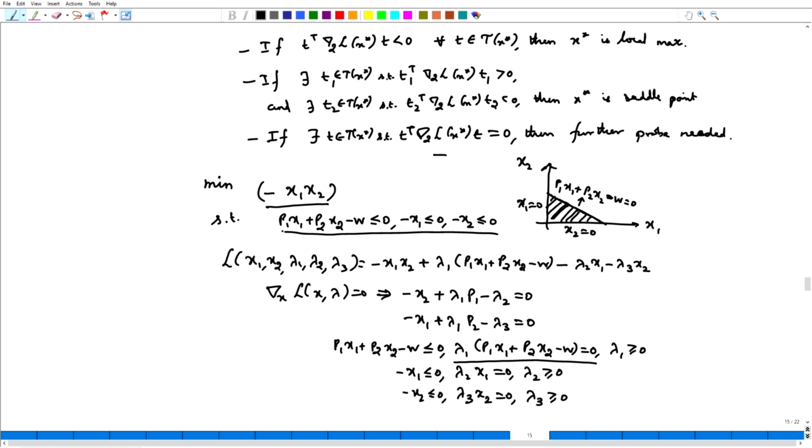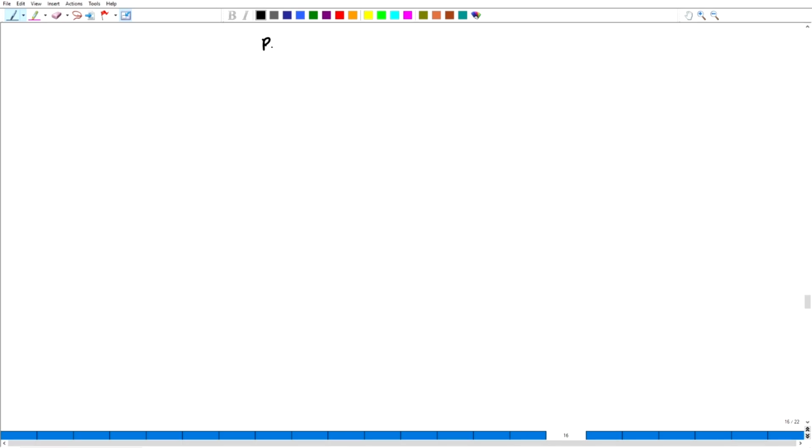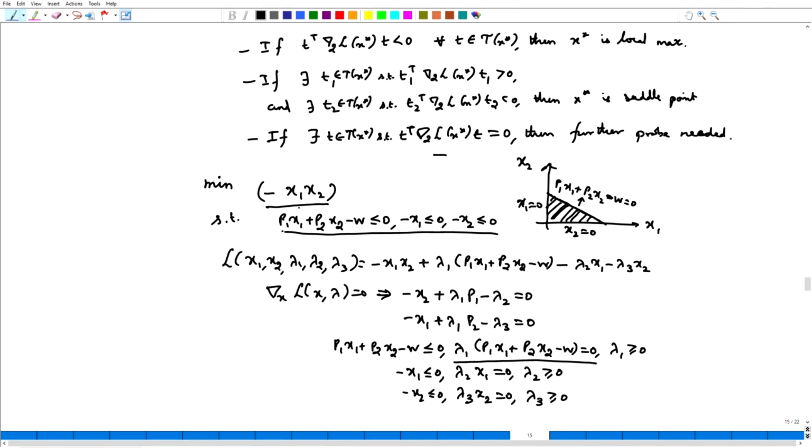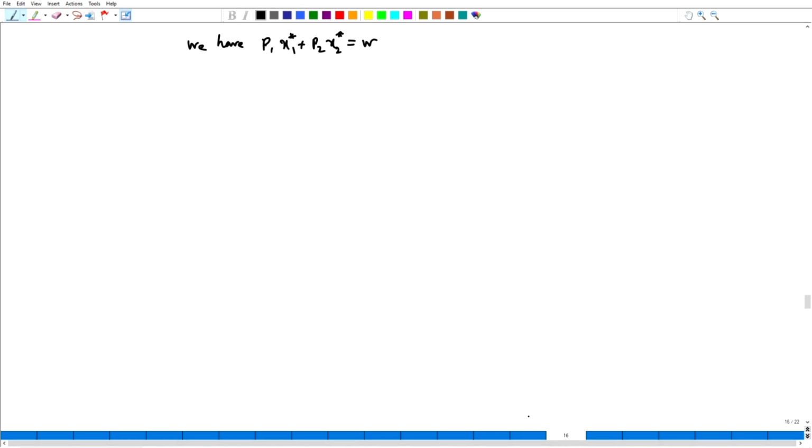Okay. So, let us take that we have p1 x1 plus p2 x2 equal to w. Okay. So, that is understood. That is because x1 x2 is increasing and we are maximizing it, or minus x1 x2 is decreasing and we are minimizing it. So, that is going to happen at the highest possible x1 and x2 that is available in the given set, right. So, this is known and lambda 1 is greater than or equal to 0.